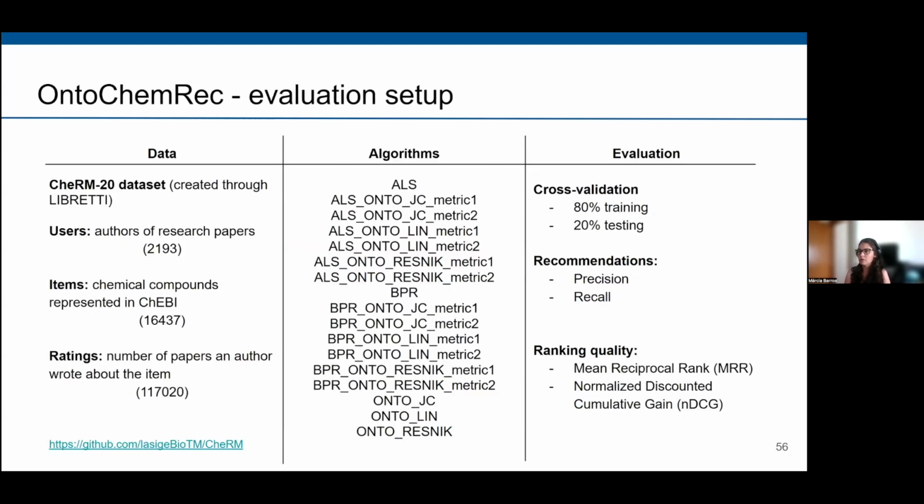The evaluation setup, okay, we use this data set here. It's called Kern 20. 20 because we are only using users with 20 or more chemical compounds associated to them.